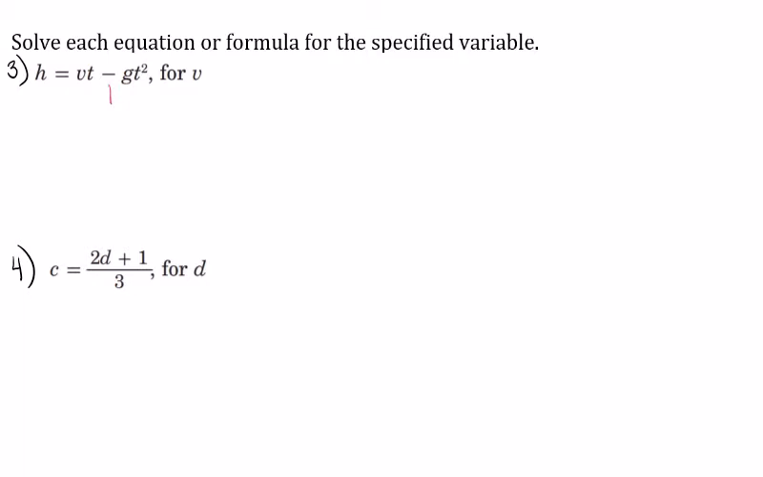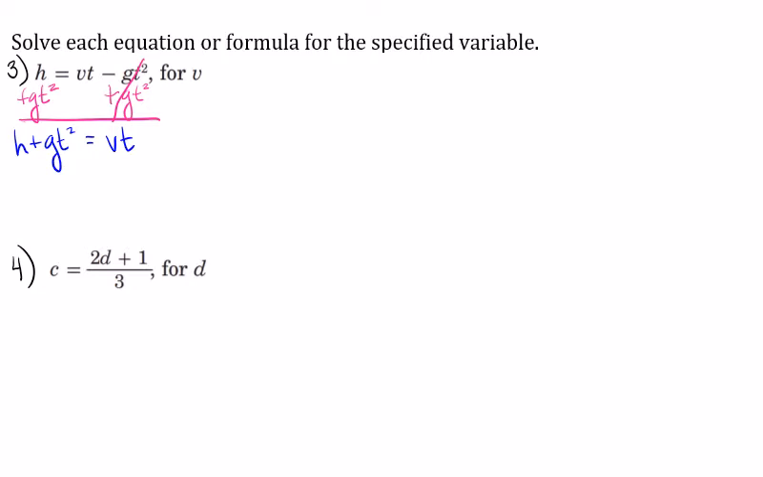So in this case, if I want to isolate the v, the first thing I'm going to do is collect all my v's on the same side. So I already have my v's on the right. So I'm going to move everything else to the left. So I'm going to add or subtract both sides. I remember SADMAP. So I'm going to add or subtract first before I multiply and divide. So then what will happen is on the left side, I'll get h plus gt squared. Then on the right side, we have just vt.